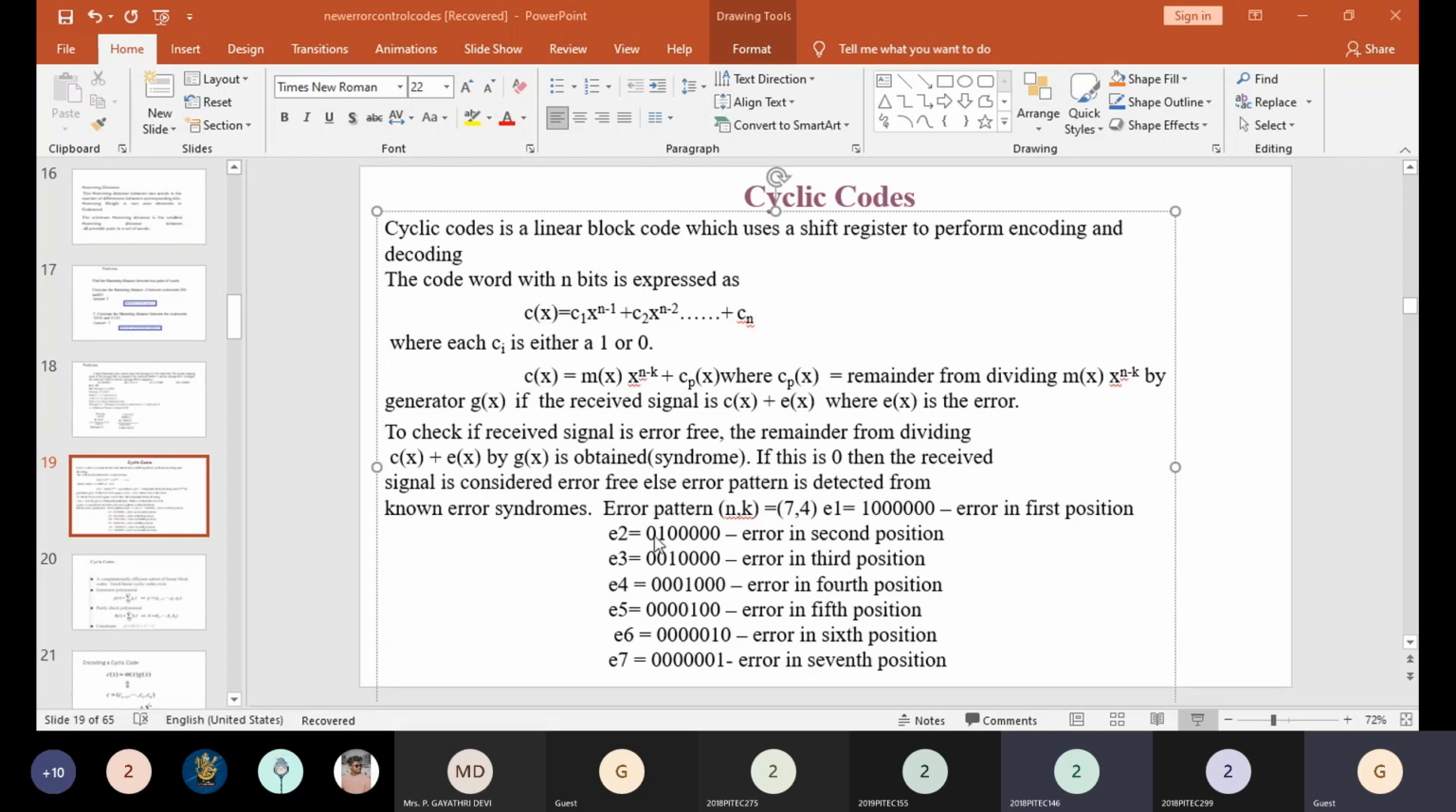Then m of x into x power n minus k is the numerator, so x power 5 plus x power 4 plus x power 3. So this is the corresponding code word.